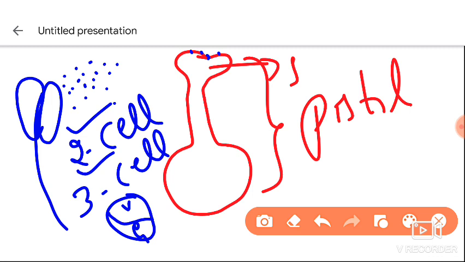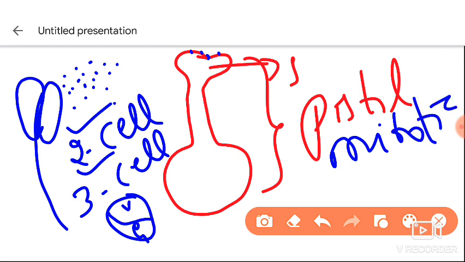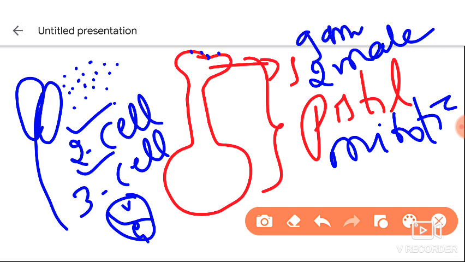But in the case of the three-cell stage, the generative cell will undergo mitotic division. One generative cell becomes two. There is a formation of two male gametes. Two male gametes are going to be produced over here.